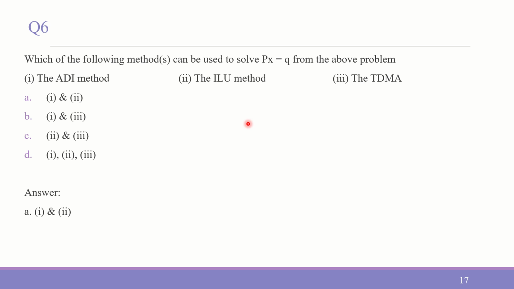So the number of elements in a row can go up to 5 when we are talking about the internal cells. Along the boundary the number might be low, but in the internal cells maximum 5 will be there. So we cannot have that tridiagonal structure. The tridiagonal matrix structure we cannot get here. So TDMA is false. So the answer is therefore the ADI method and the ILU method. Option A, 1 and 2, is the right answer.